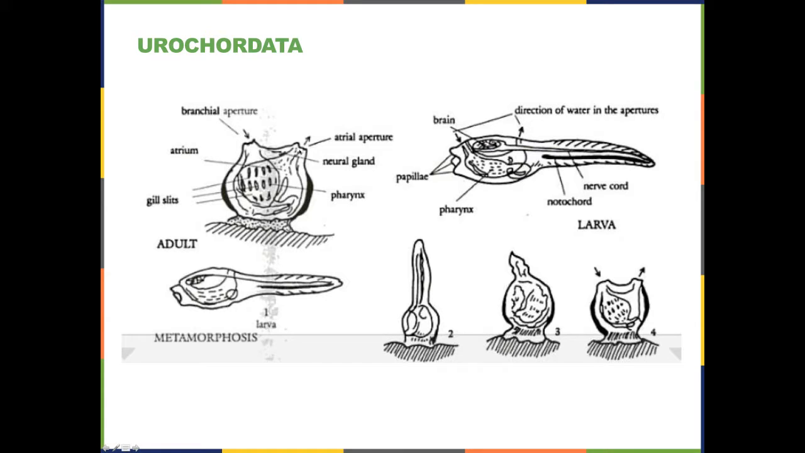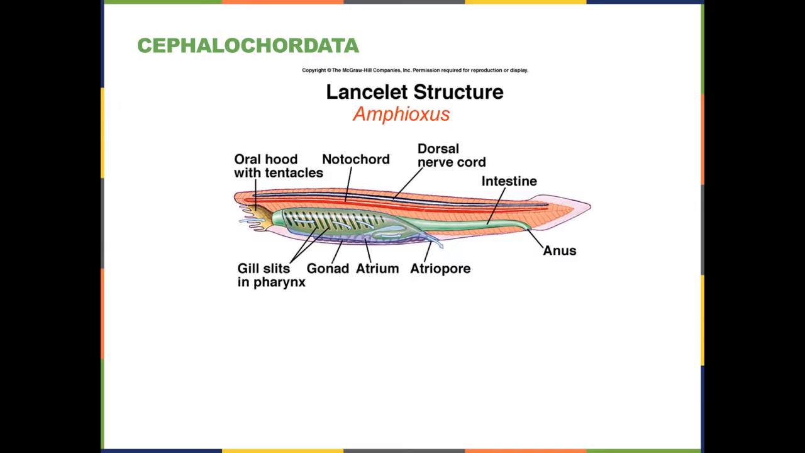And so this is the most simple of the chordates. Now here's the lancelet. And lancelet is a prime example of a cephalochordata. Cephalochordatas have notochords throughout their life. The notochord is here, just below the dorsal nerve cord, also part of the lancelet.